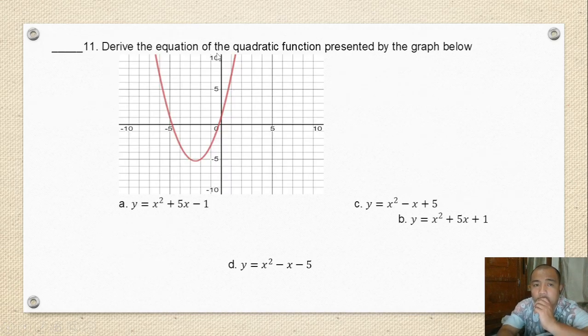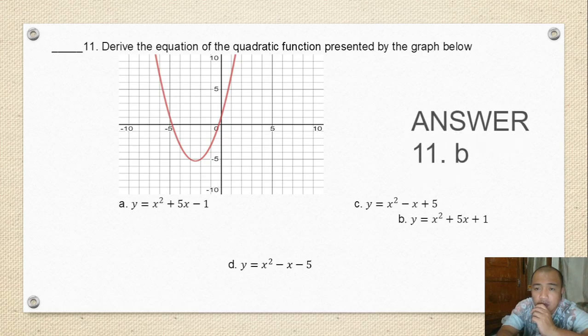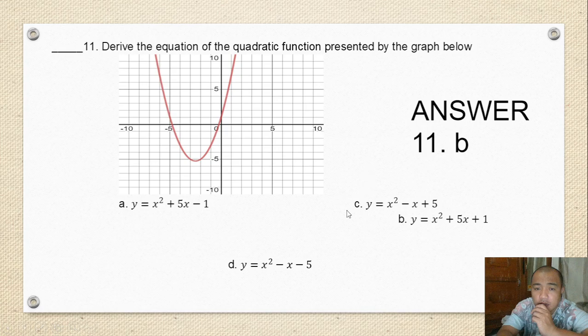Next, number 11. Derive the equation of the quadratic function presented by the graph below. What's your answer? Wait. It's hard to locate the x-intercepts, also the vertex. But the answer is B. y equals x squared plus 5x plus 1.